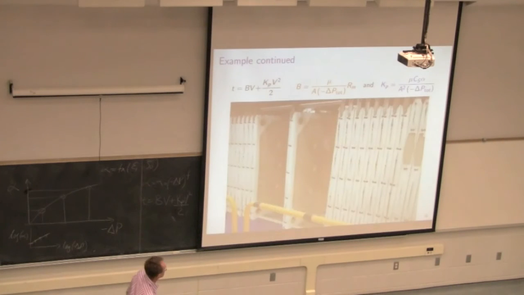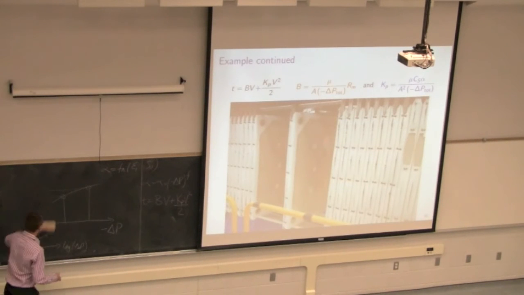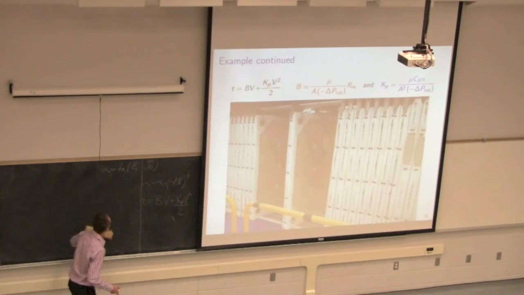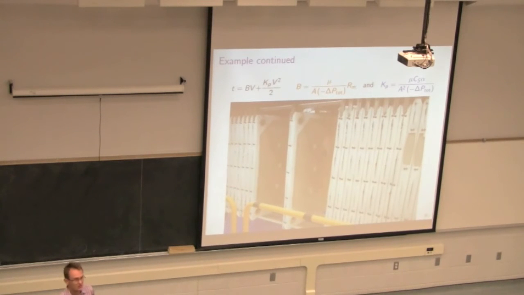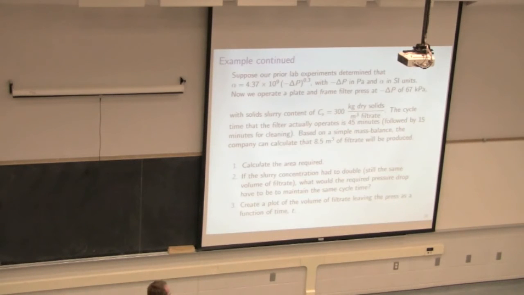And what I'd like to do is run that plate and frame press. So this guy over here, as we showed last time, I'm going to operate it for 45 minutes, let that cake build up for 45 minutes, and then discharge the cake, clean it out, so that's going to take 15 minutes, so a total of 1 hour, and then repeat. So 45 minutes of actual operation, 15 minutes of cleaning. And we know that in that 45 minutes, it's straightforward from a mass balance. We can determine that if I'm feeding my solids at a given solids concentration, that I'm going to get in that 45 minute period 8.5 meters cubed of filtrate. So 45 minutes, I'll get 8.5 meters cubed of filtrate.